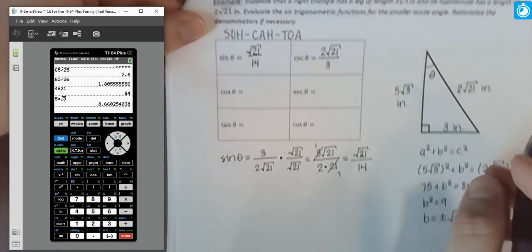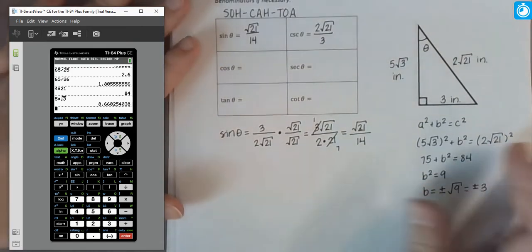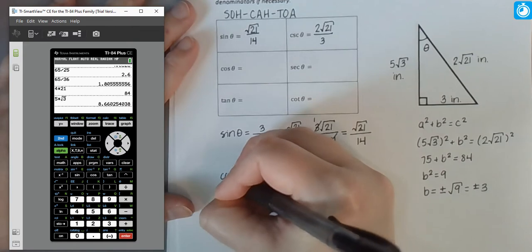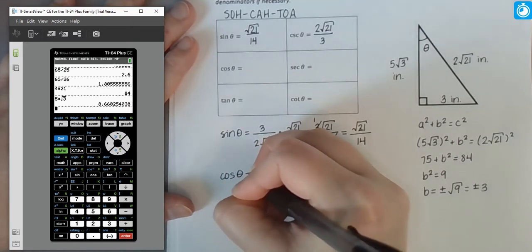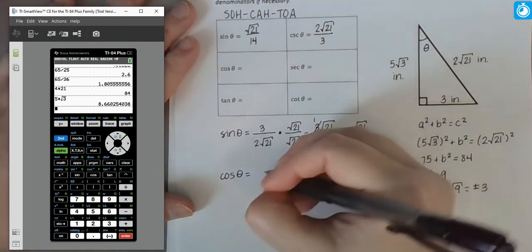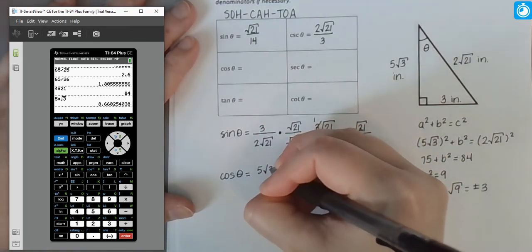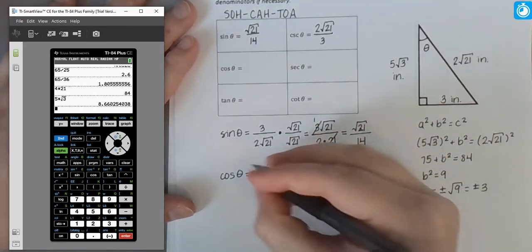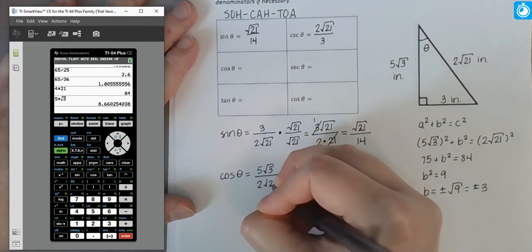Now this one's going to be interesting. Notice both of these values we're using have radicals. So simplifying this is definitely going to be a little bit more interesting. So adjacent is 5 root 3. Hypotenuse is 2 root 21.